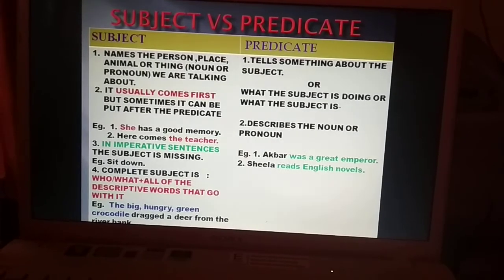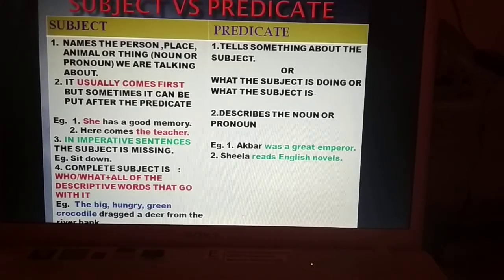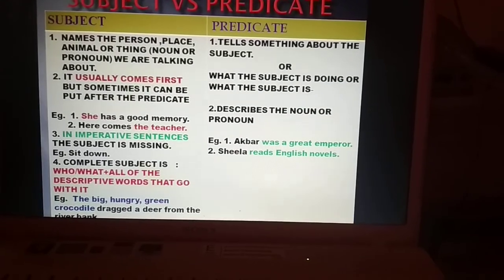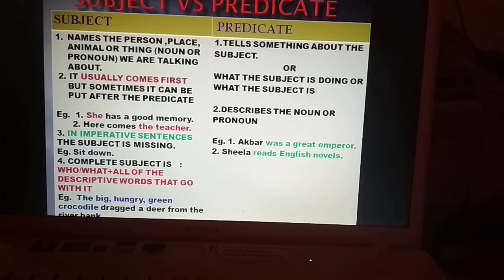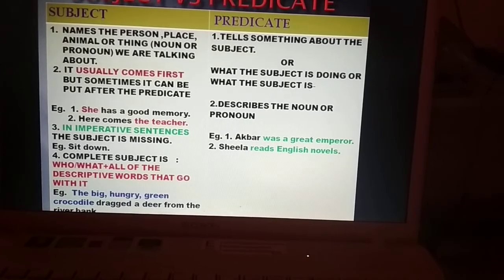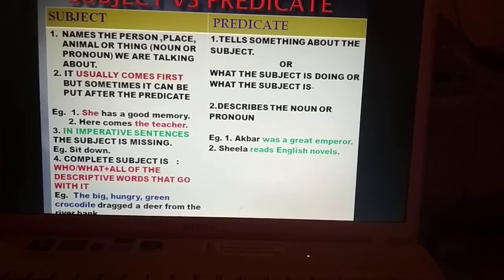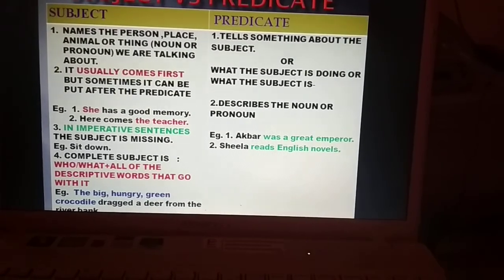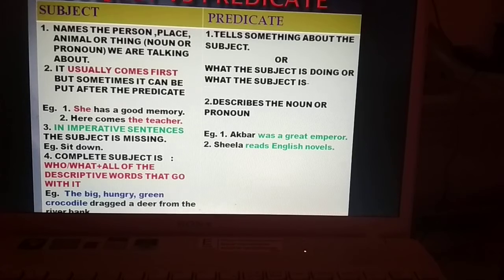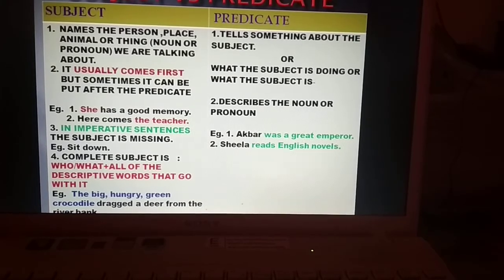There are many points related to the subject which you need to remember. I have already mentioned and you can see on the screen that the first thing which is very important is that any person, any place or any animal or anything, whatever will be our topic of speaking, that will give us the subject, and the rest part of the sentence which is going to describe our noun or pronoun, that will be our predicate. Now the second thing which you need to know is that the subject usually comes first, but sometimes it can be put after the predicate.